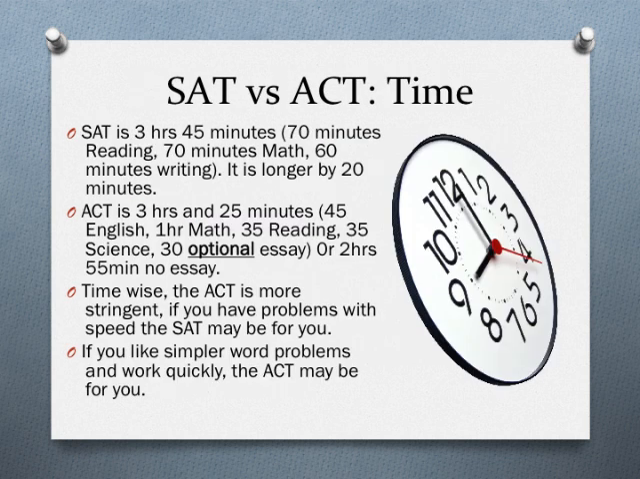Time is the biggest difference in the SAT and the ACT. The SAT is 3 hours and 45 minutes long, 70 minutes for reading, 70 minutes for math, and an hour for writing. It is longer than the ACT by 20 minutes. The ACT is 3 hours and 25 minutes long, 45 minutes for English, an hour for math, 35 for reading, 35 for science, and 30 for an optional essay, or 2 hours and 55 minutes with no essay.